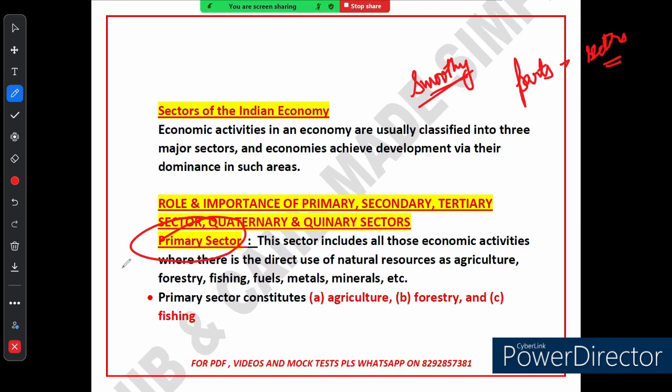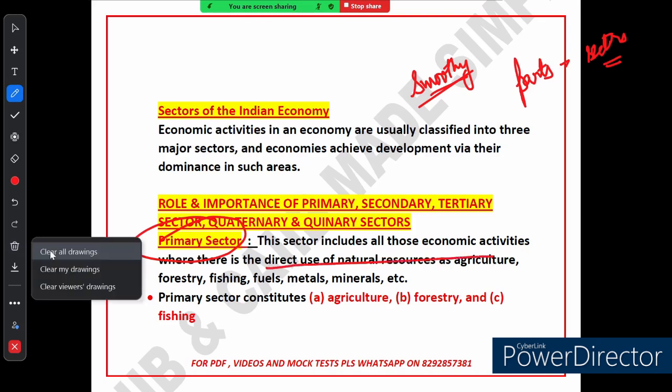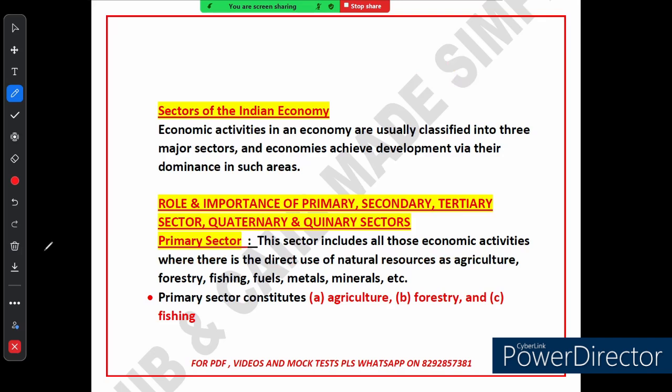Think of this as the backbone of any economy, especially in a country like India. This sector involves activities where people directly use natural resources. For example, farming, forestry, fishing, fuel, metals, minerals. All of this falls under the primary sector. Essentially, if it involves growing something, harvesting it from nature or digging it out of the ground, it is part of this sector. That is called the primary sector.